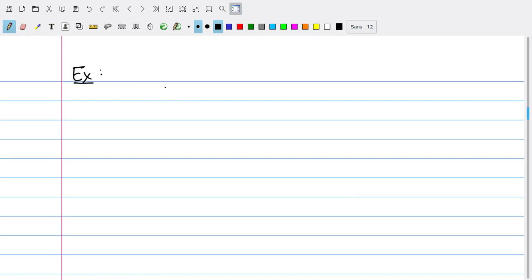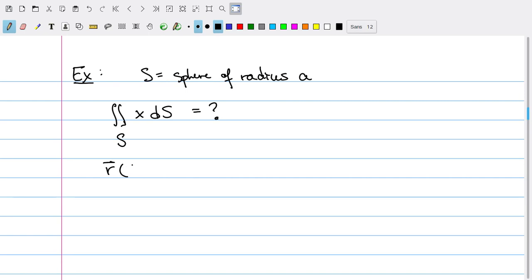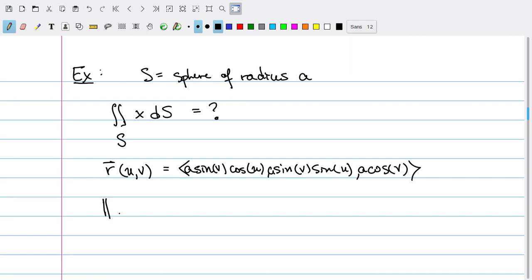In this example, I want to think about a sphere of radius a, and I want to calculate the double integral over S of x dS. To get this, I want to find a parameterization of my sphere, but last lecture we actually came up with one. It's just given by r of (u,v) equals a times (sine v cosine u, sine v sine u, cosine v). So this parameterizes a sphere of radius a. And we also calculated last time that the magnitude of r sub u crossed r sub v is given by a times sine of v.